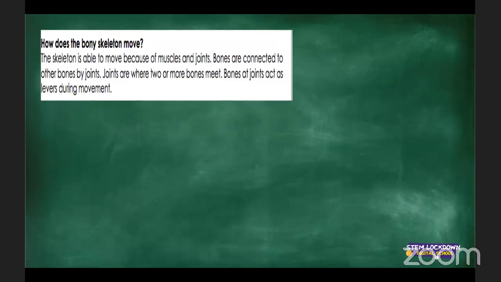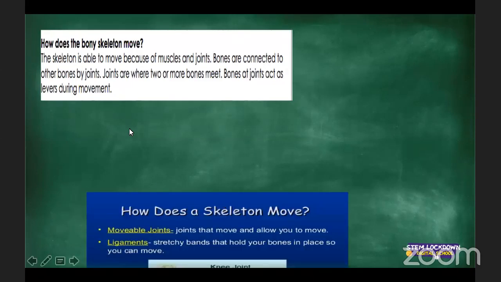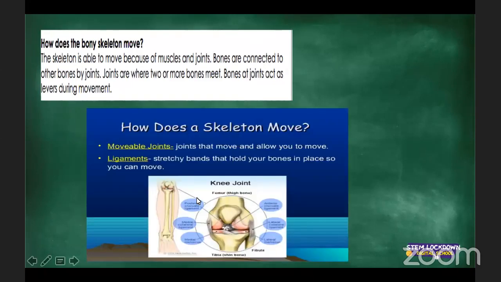Bones are connected to other bones by joints. Joints are where two or more bones meet. Bones and joints act as levers during movement. Let's look at the following picture here. This is a picture of a leg.